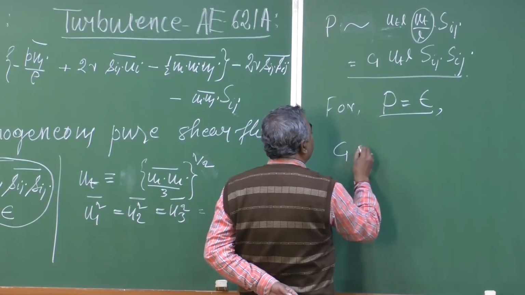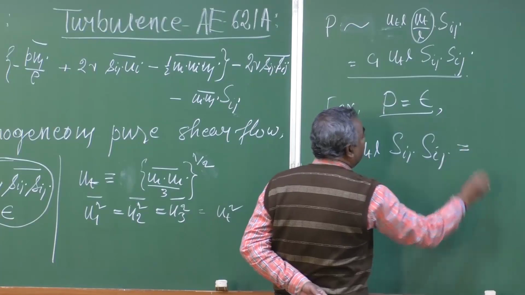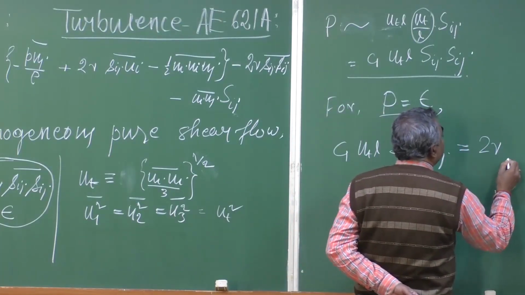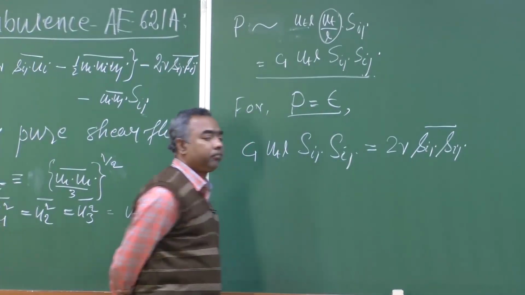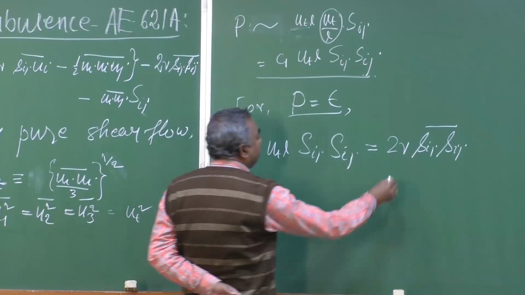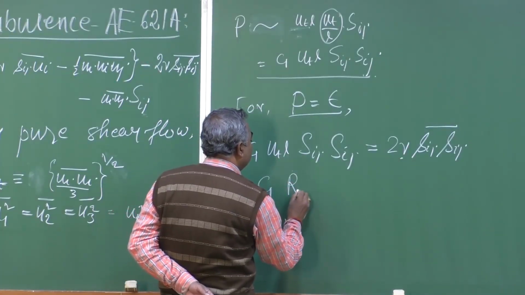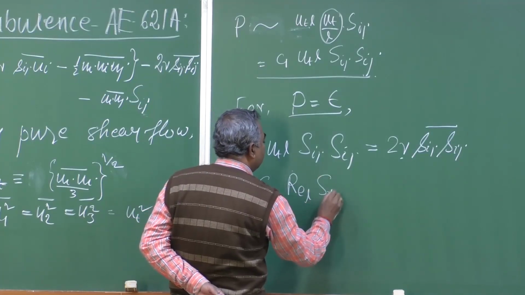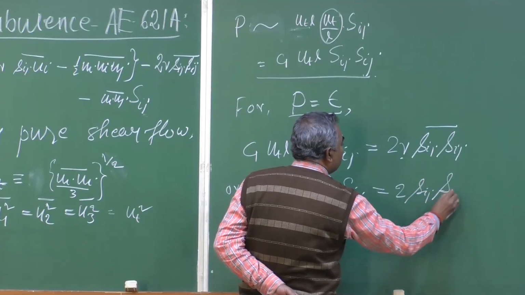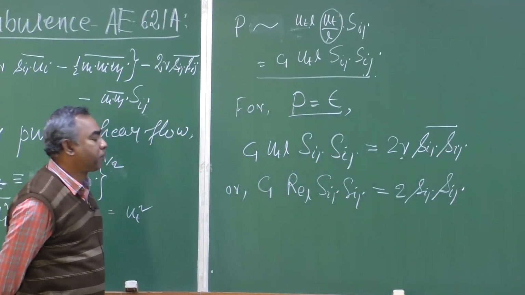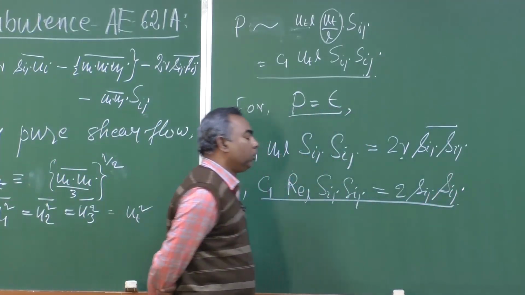We get C1, some constant, u_t L, capital Sij, is equal to twice nu small Sij bar. Okay. So, you see, if I take this nu on this side, that means C1 Re_L, Sij twice. Okay. So, for very large Reynolds number, from this relation, what do we get?